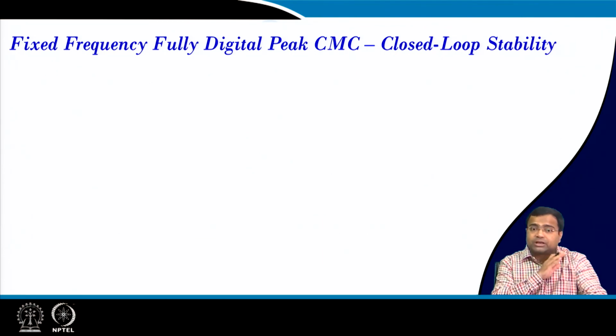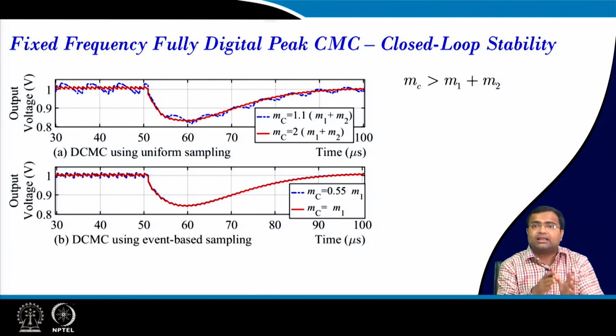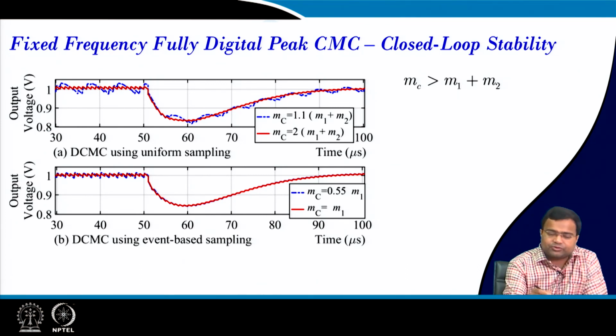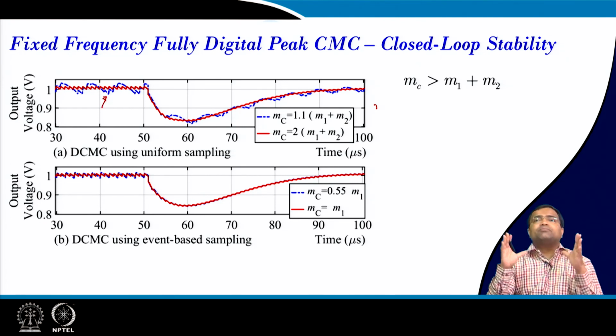But once you close the outer loop, I am just showing an example because I will go to this closed loop analysis later. Here I am showing, if I close the outer loop and set MC equal to 1.1 times, that means I have taken MC to be greater than M1 plus M2. But with closed loop, you see the blue lines indicate there is subharmonic oscillation. This is for closed loop.